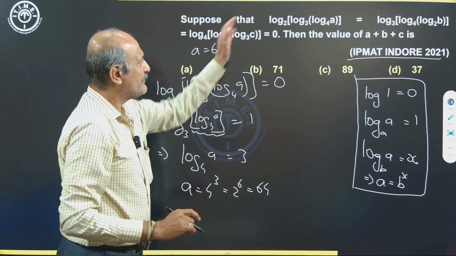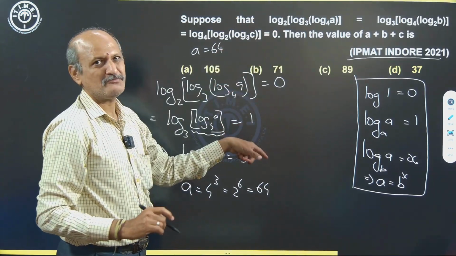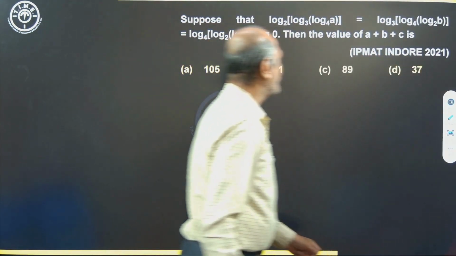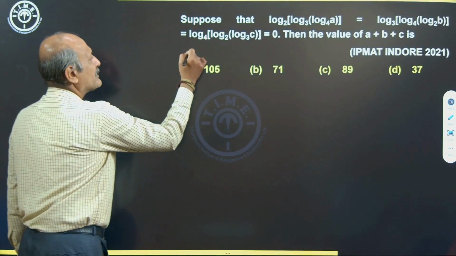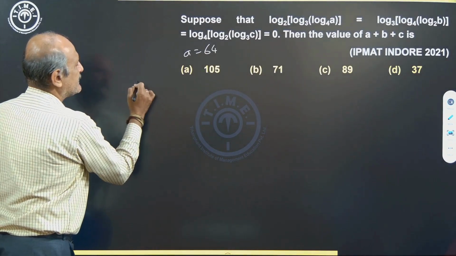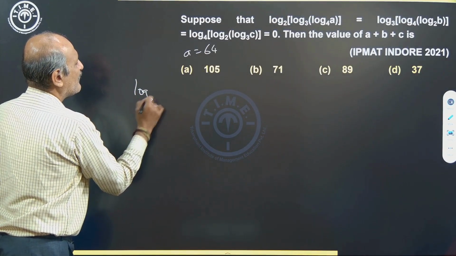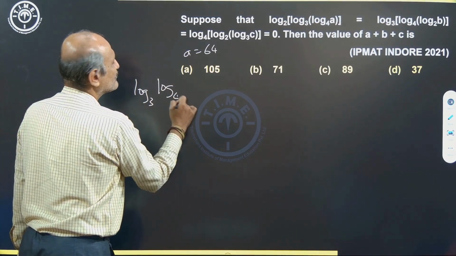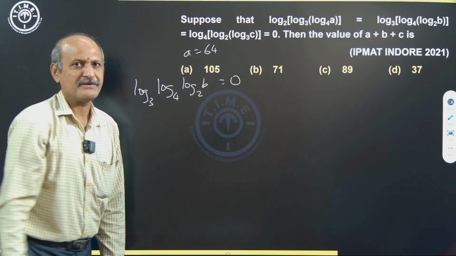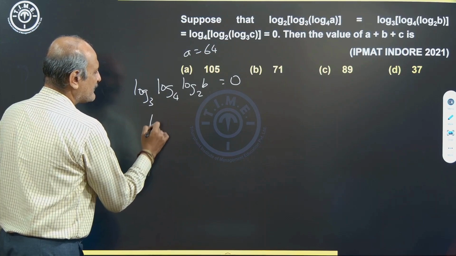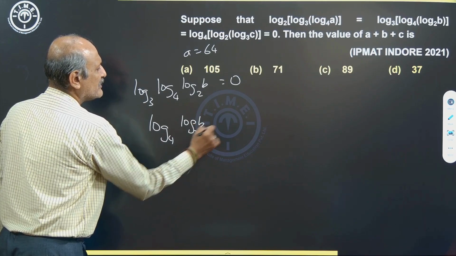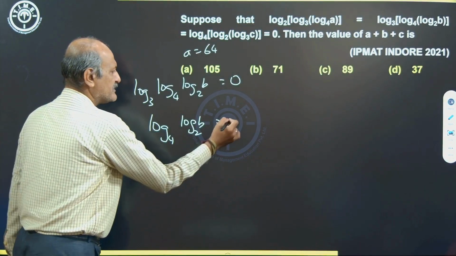In the same manner, we need to work it out for the other two parts also. One thing we got is a is equal to 64. Now let's work on the second part. It is given like this: log to the base 3 of log to the base 4 and again log b to the base 2, this is equal to 0. So now we can tell log to the base 4 of log b to the base 2 is equal to 1.